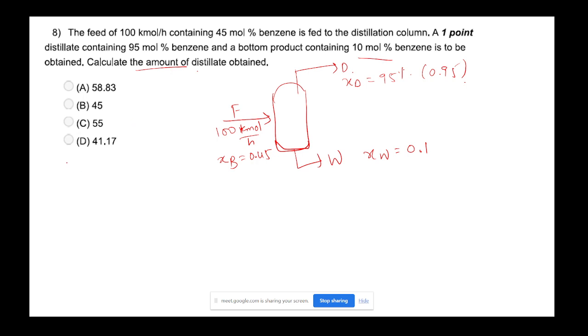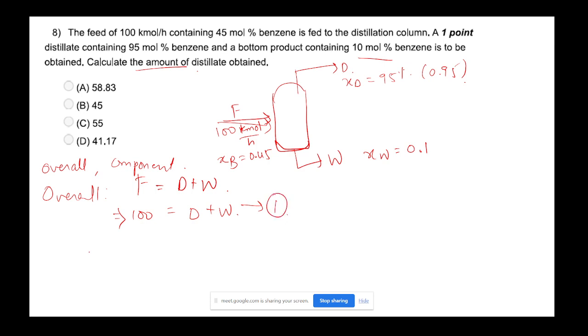You need to calculate the amount of distillate. So for that, first we will write two types of balances. One is overall and one is component. Let's write the overall first. Overall will be whatever is going into the system and whatever is going out. So F equals D plus W. Now F is 100, equals D, which we want to find out, plus W, which we also need to find out. Let's say this is equation number 1.